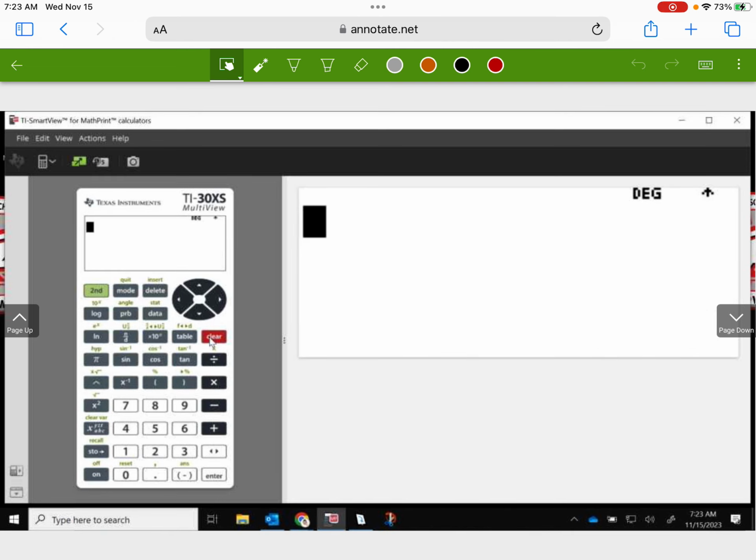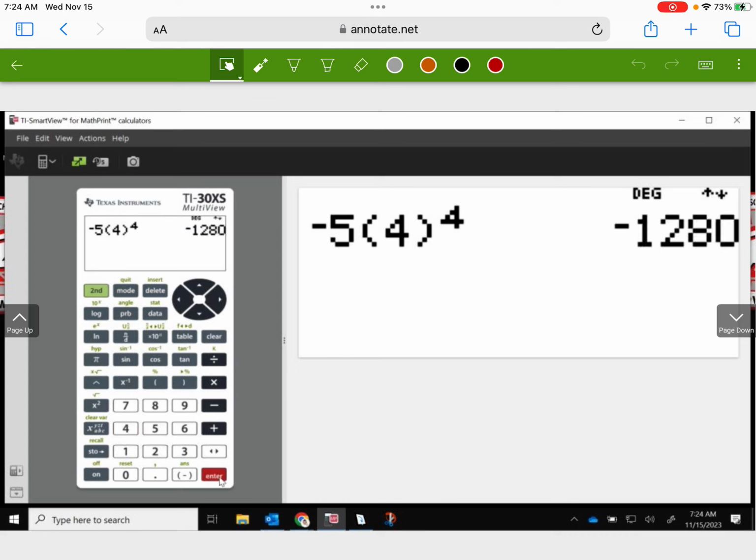So we have -5 times 4. And then our button that lets us do any exponent is this one right here. And that lets us go up into the exponent, and we can put in the 4. So it's typing it into the calculator. And we get -1280.